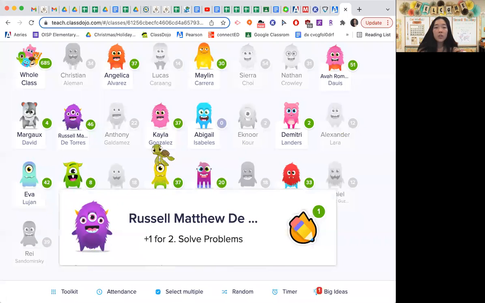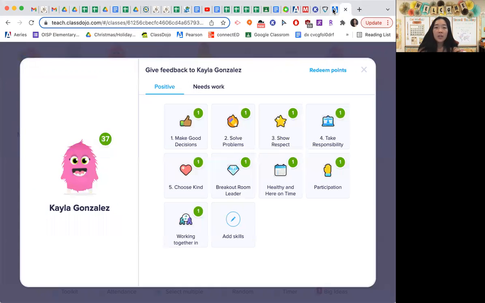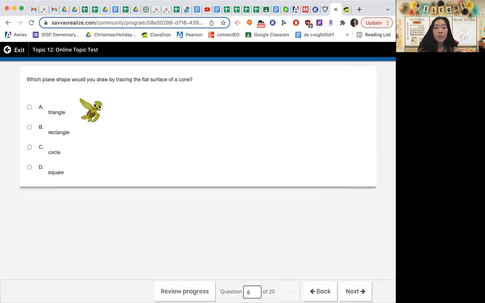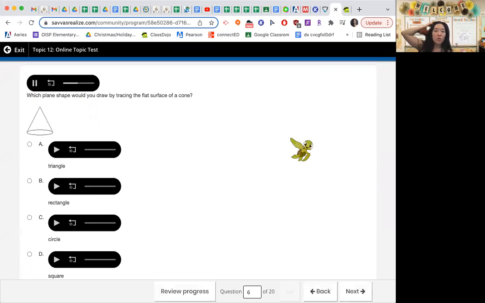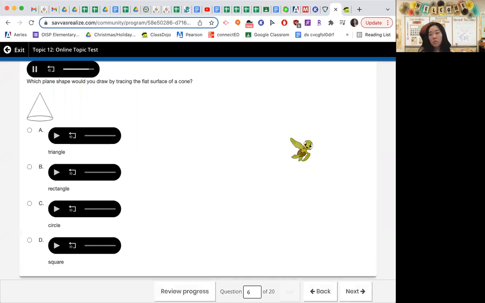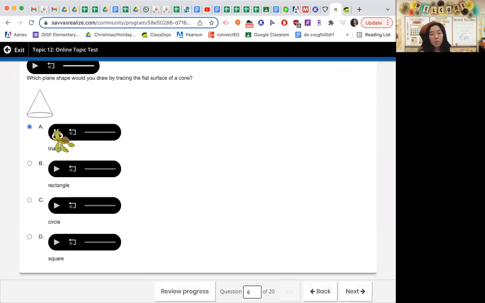Okay, next student is going to be Kayla. Kayla, which plane shape would you draw by tracing the flat surface of a cone? Triangle, rectangle, circle, square? Circle. Very good. Circle. A circle.